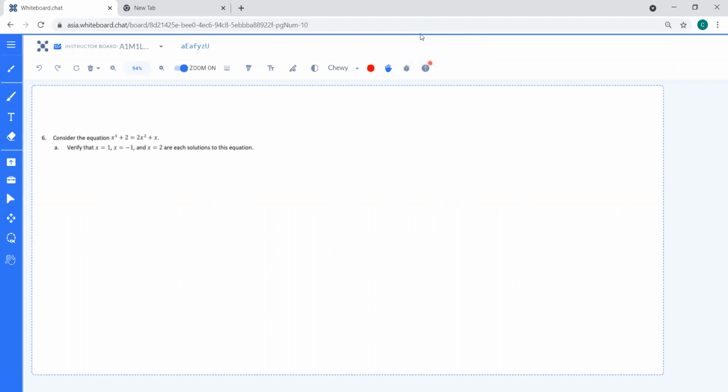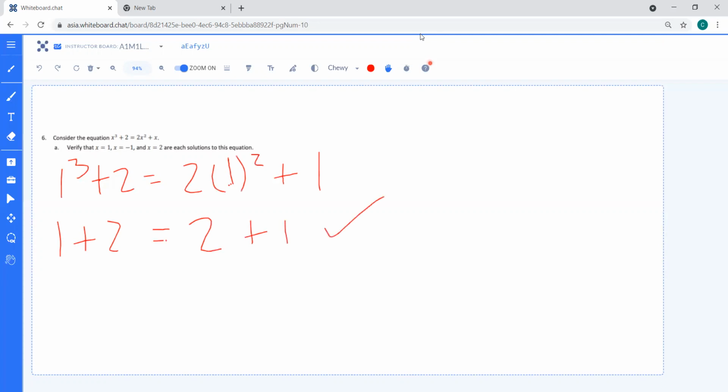Consider x cubed plus 2 is equal to 2x squared plus x. Verify that x is equal to 1, x is equal to negative 1, and x is equal to 2 are each solutions to this equation. Okay, it gives us the x's, so all we have to do is plug them in. So 1 cubed plus 2 is equal to 2 times 1 squared plus 1. Well, 1 cubed is 1 plus 2. 1 squared is 1 times 2 is 2 plus 1. So yeah, we know that those are equal to each other.